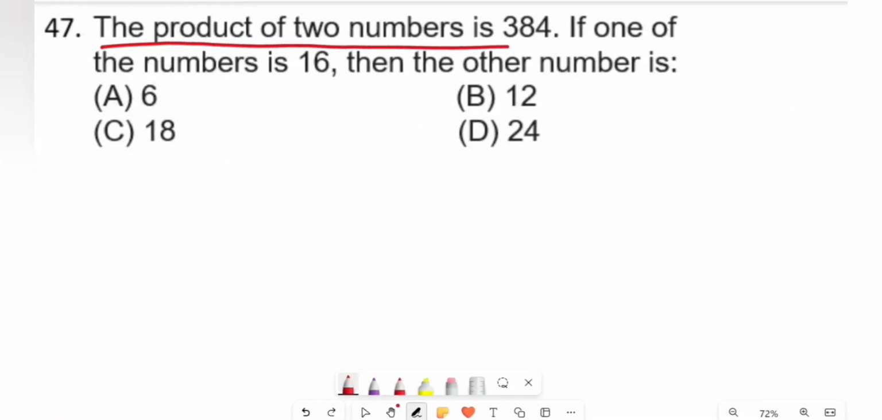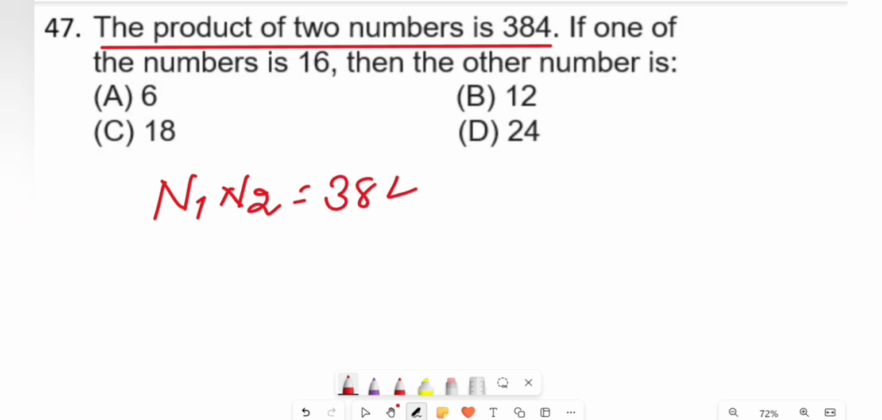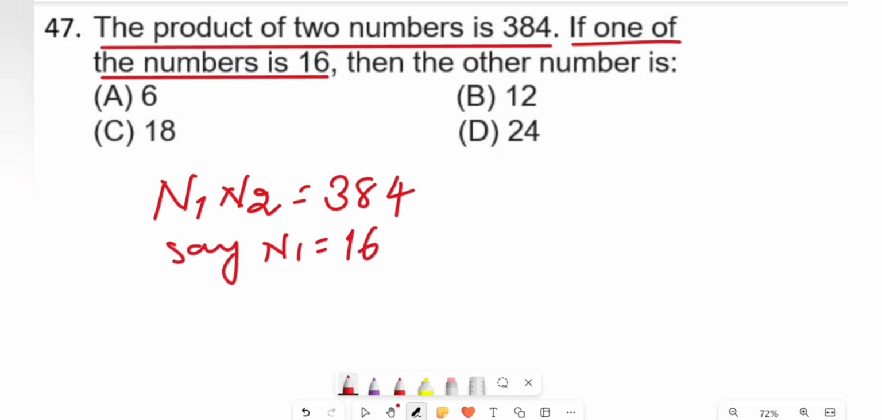Here in this question, the product of two numbers is given, that is 384. Let us say the two numbers are n1 and n2. So the product of n1 and n2 is equal to 384. Say one of the numbers is 16. Let us say n1 is equal to 16. So the other number is n2. So n2 is the question mark.